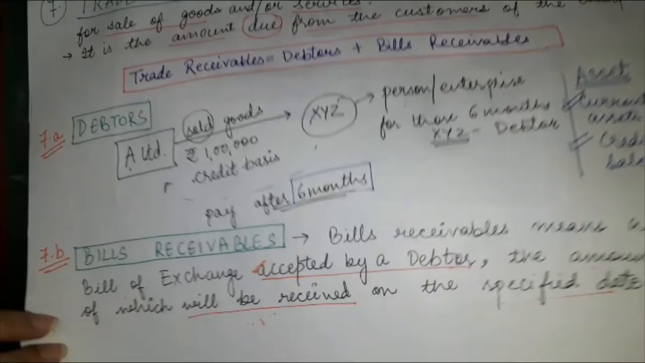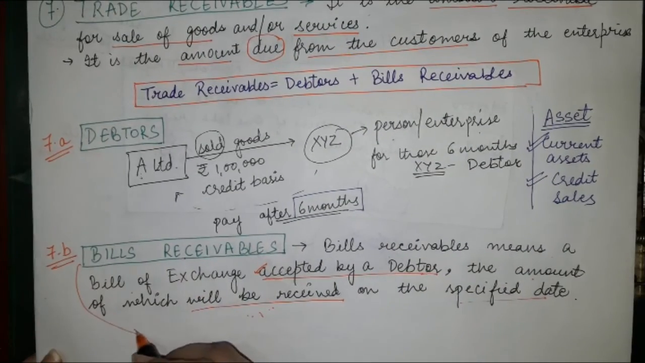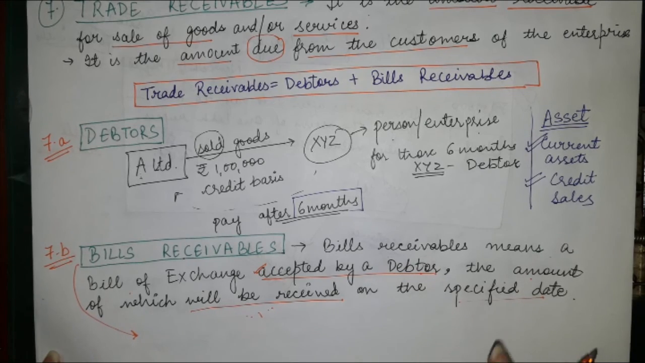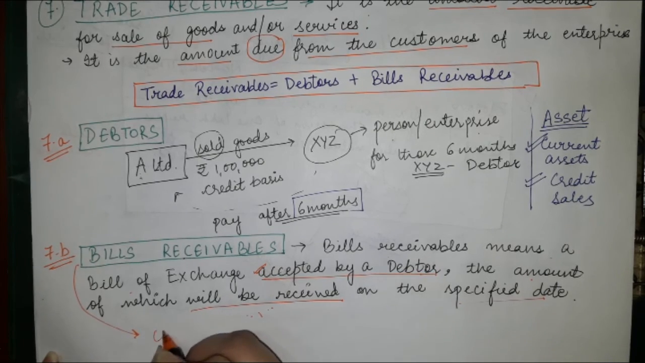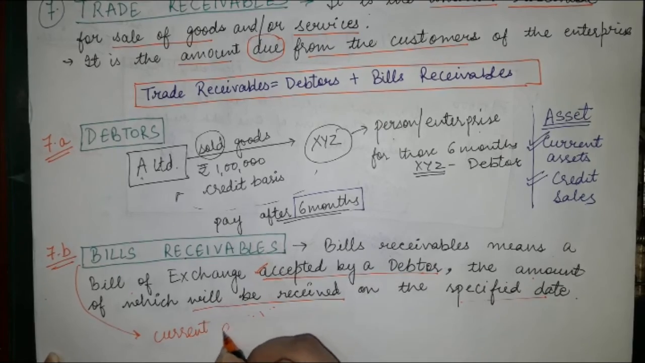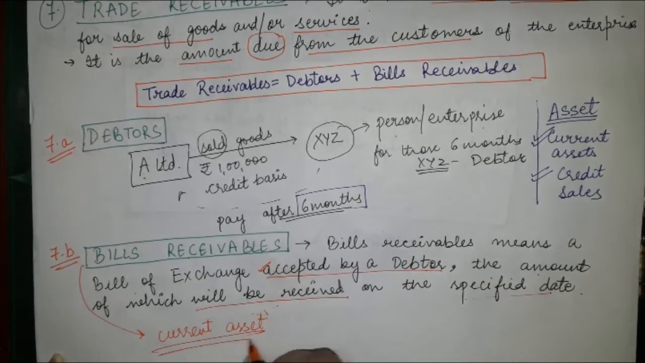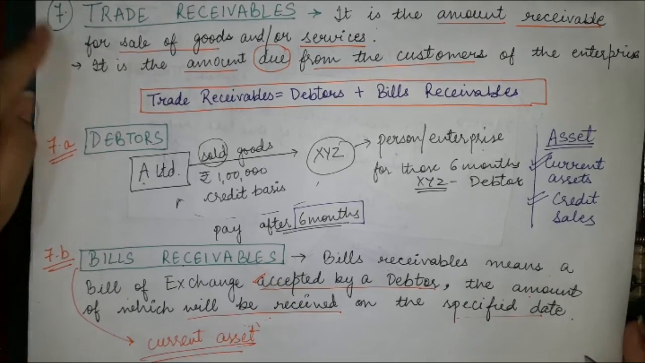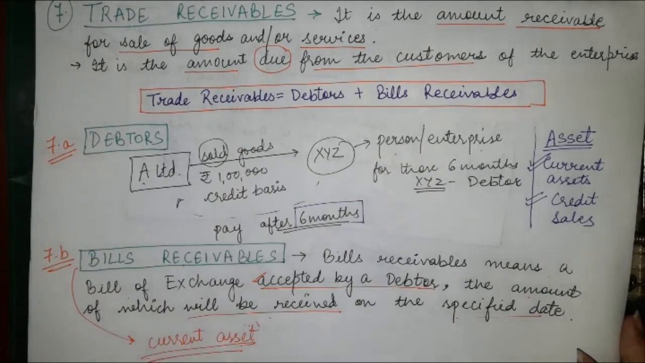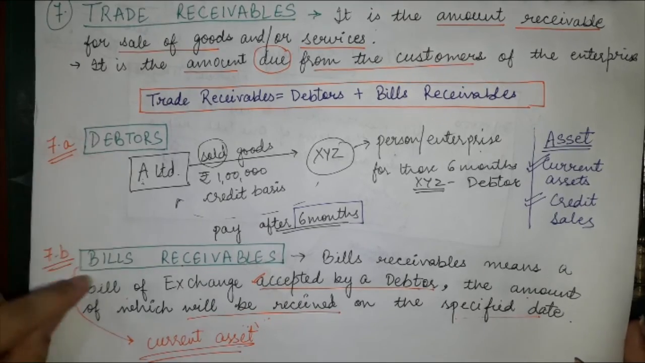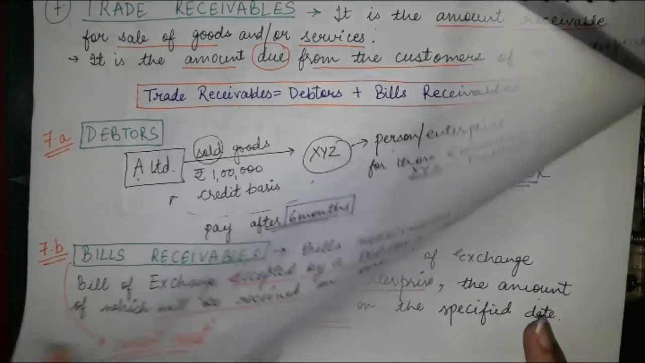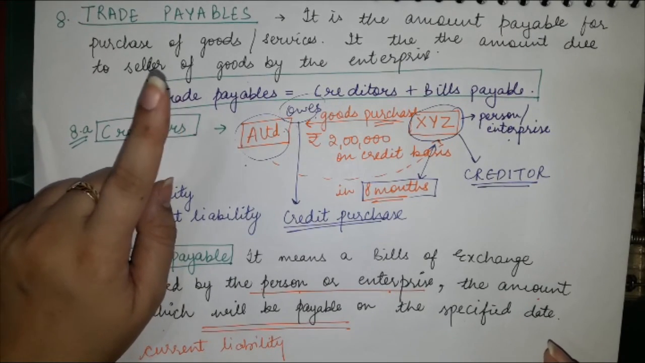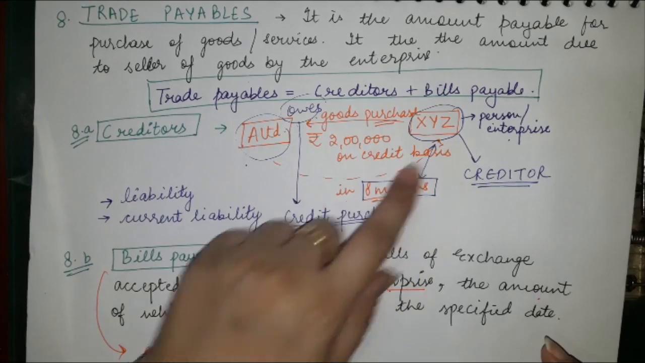And this particular thing, bills receivable, the amount is to be received on a specified date, and that date is not going to be more than 1 year. So this is also a current asset. I hope these 4 terms are now clear. Now trade receivables is the sum of debtors plus bills receivable, and you now know the definitions of debtors and bills receivable. And next is trade payables. This is also a sum of creditors plus bills payable. Okay.